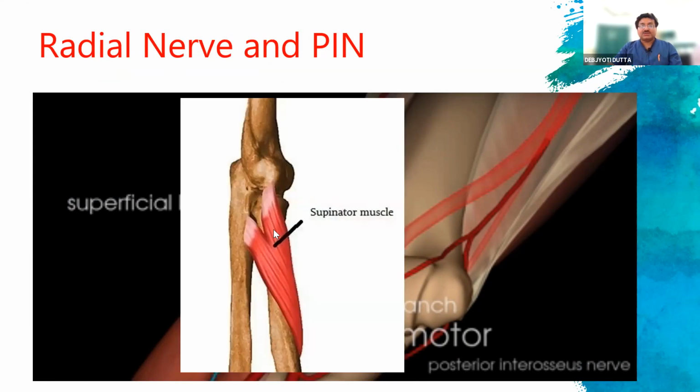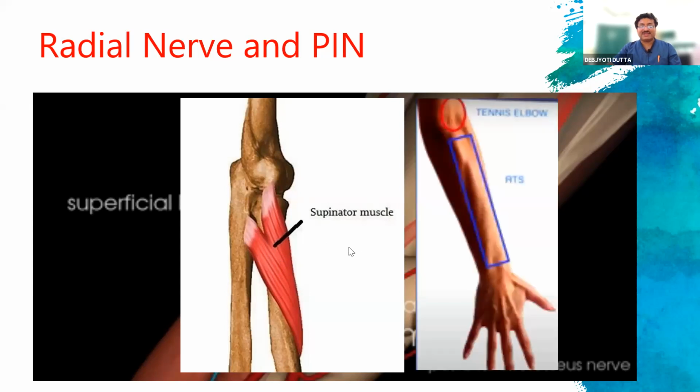Okay, so these are the two heads of the supinator, and between these two layers it gets entrapped. And this is the radial tunnel syndrome. So it is very important to differentiate tennis elbow from radial tunnel syndrome. Remember, as this is an inflammatory pain, most of the characteristics of the pain will be nociceptive type of pain unless it is very chronic.